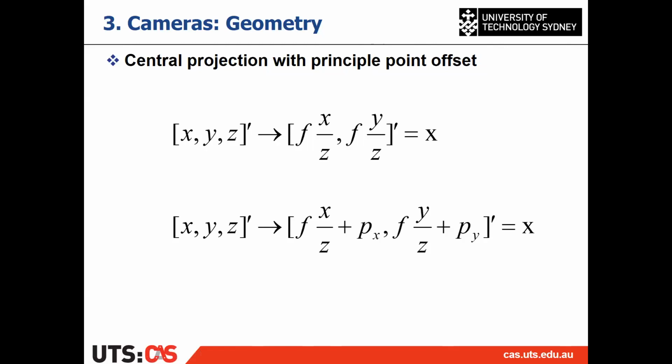All right, so if you want to calculate a projection from a 3D point, if you want to use central projection with principal point offset, use this equation. Again, use this equation. All right, so that is central projection. And plus px and py are the principal point offset. That's the central projection with principal point offset.